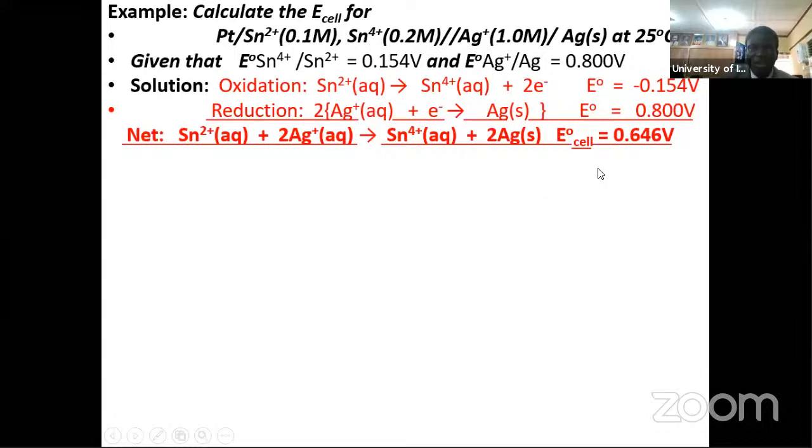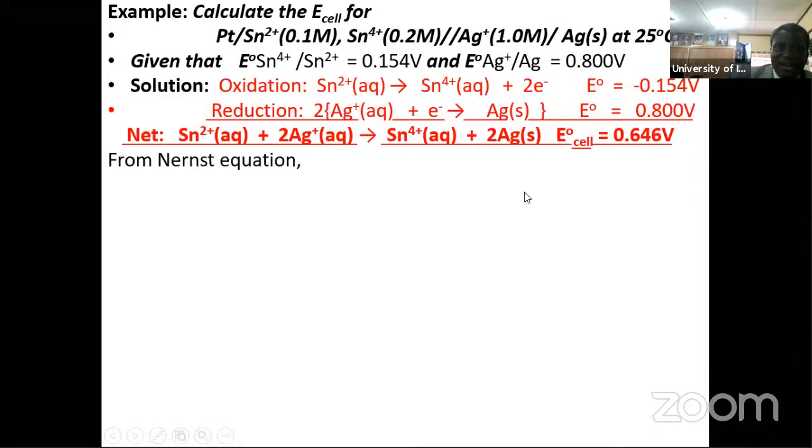And now, look at this. We multiply this all through by 2 to be able to get 2 electrons. Is that okay? And the value here is not multiplied. Remember, I told you it's an intensive property, so we are not going to multiply your E naught cell. I said it earlier, I'm just repeating it again. So when you add this up, your equation will finally be this, and your E naught cell is this.